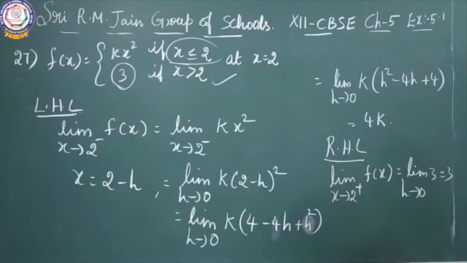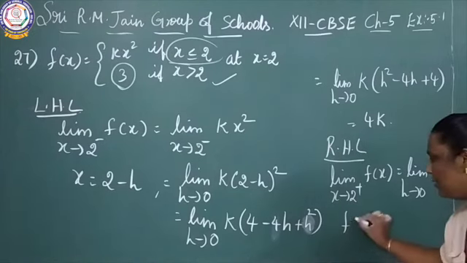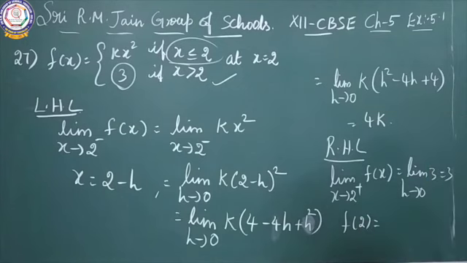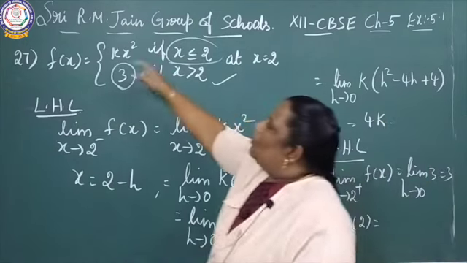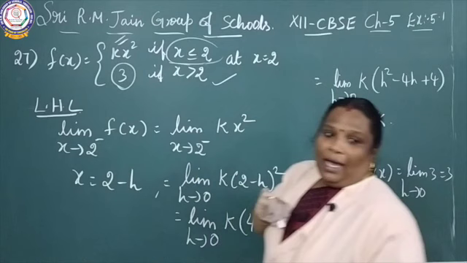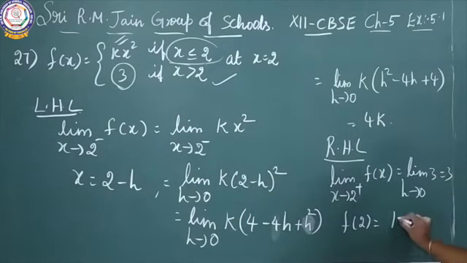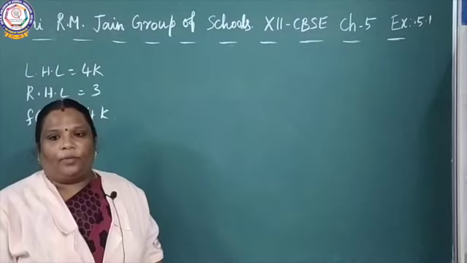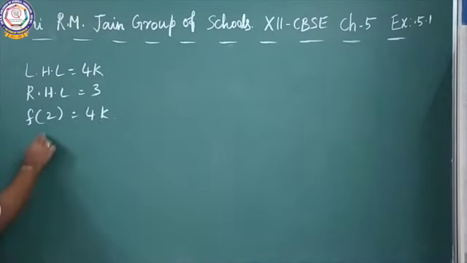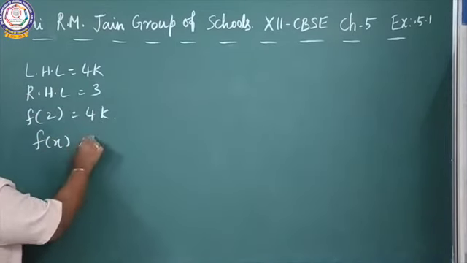Okay. So here x equal to 2. If x equals 2, that is f of 2, the value is k x square. k into 2 square gives 4k. f of x is continuous.